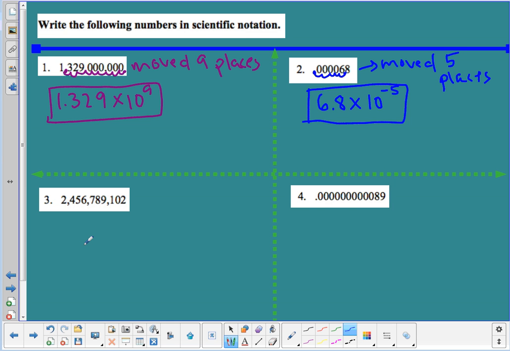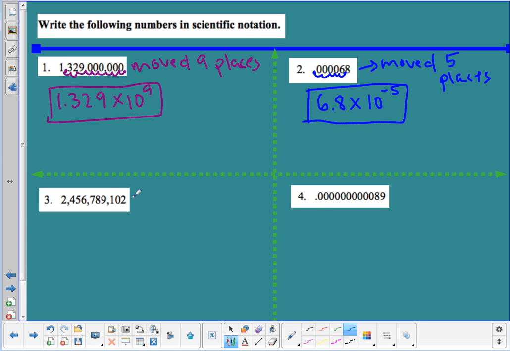Now in number 3, I have 2,456,789,102. That's a really long number. When you hear things on the news, or when they talk about figures for businesses, they're not going to tell you this entire exact dollar amount, say if this was a dollar amount. They might say something like $2.4 billion. Okay, they're going to round it off somewhere.